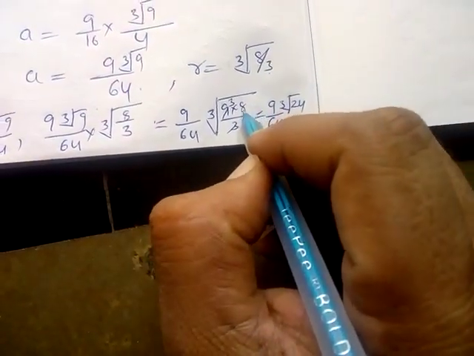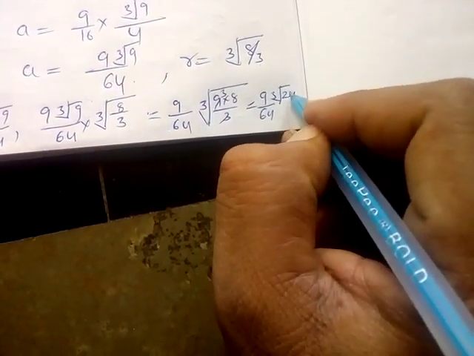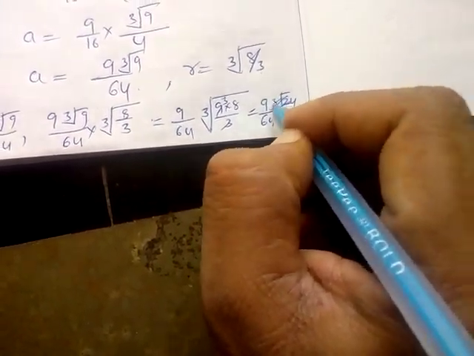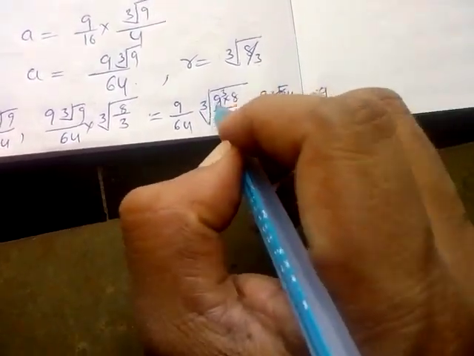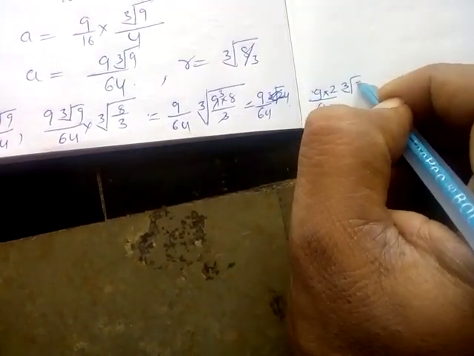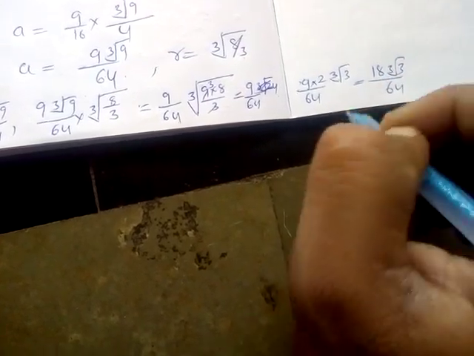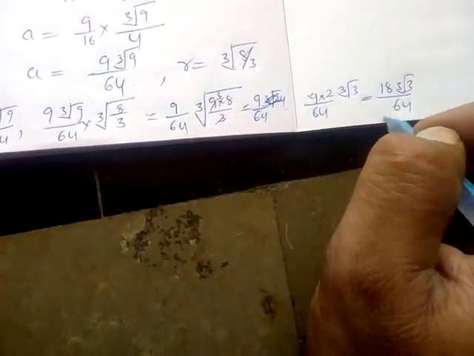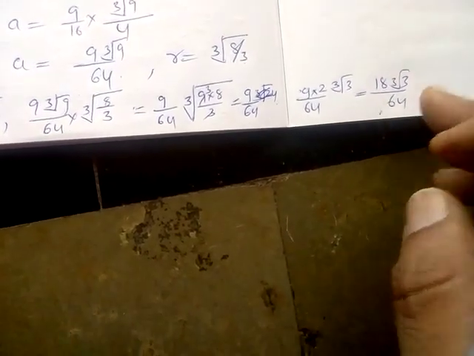24, here cube root of 8 is 2. So this can be written again as 9 by 64 cube root of 8 is 2 into cube root of 3. So 18 cube root of 3 by 64. This is the second term, only this is the second term. Okay, if you want the third term, multiply with the common ratio.